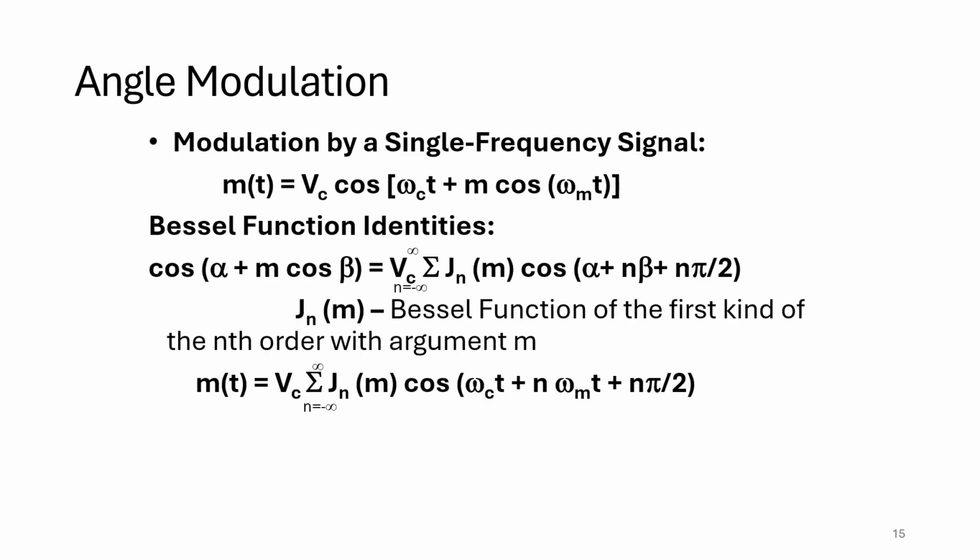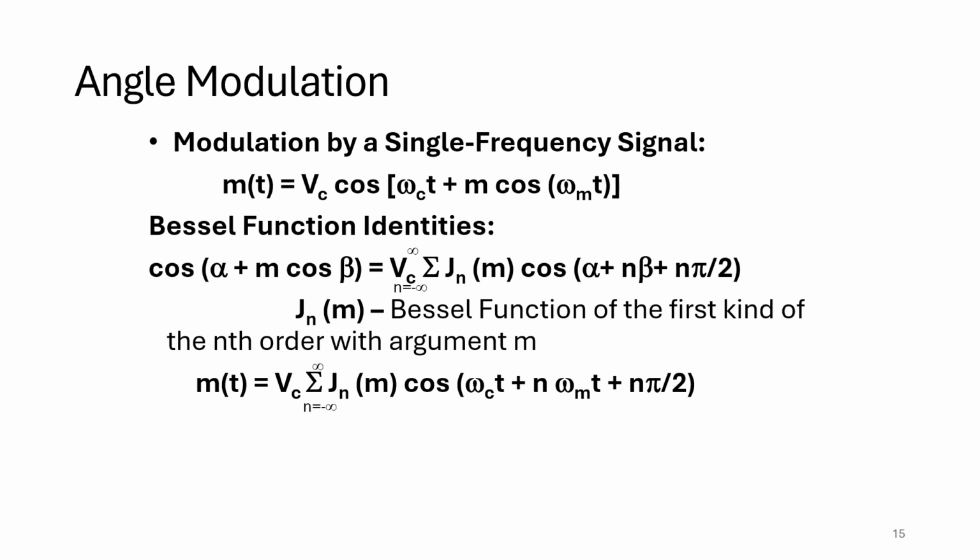So we have here the frequency analysis of an angle modulated wave with a single frequency sinusoid. It produces a peak phase deviation of m radians, where m is the modulation index. The individual frequency components that make up the modulated wave are not that obvious. So in this case, we will be using a Bessel function.